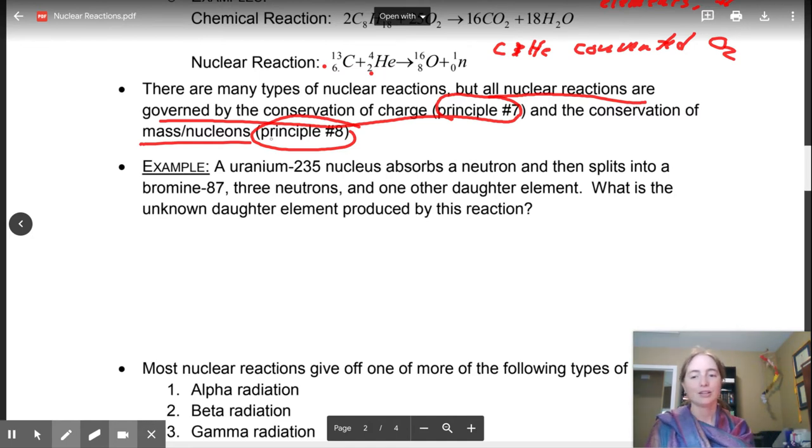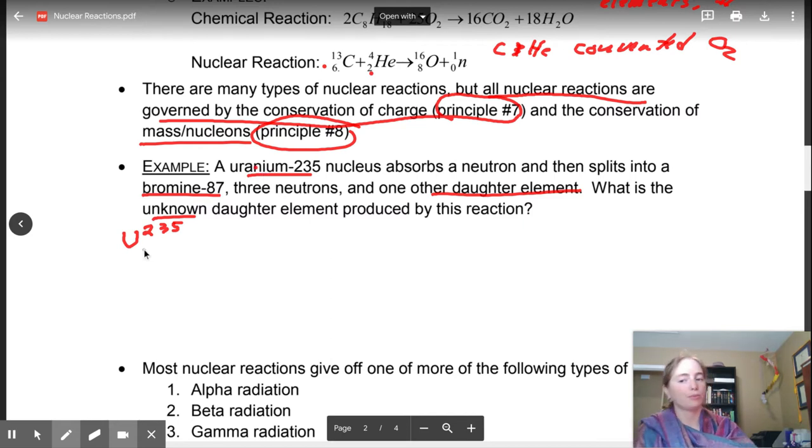All right. So we're going to work through some of these principles and talk about it. A uranium-235 nucleus absorbs a neutron and then splits into bromine-87 and 3 neutrons and 1 other daughter element. What is the unknown daughter element produced by this reaction? Well, let's start by writing out what we've got here. So we have uranium-235. Now, what do we put down at the bottom here?